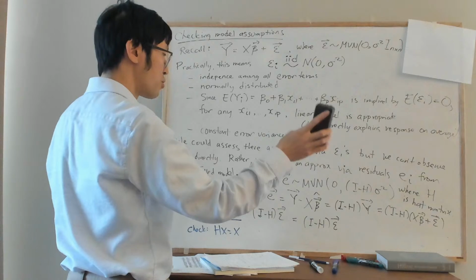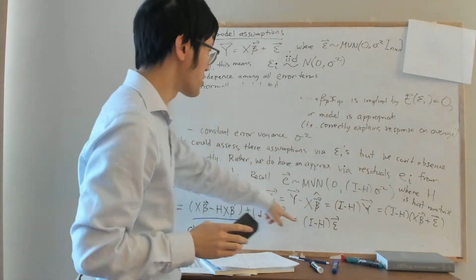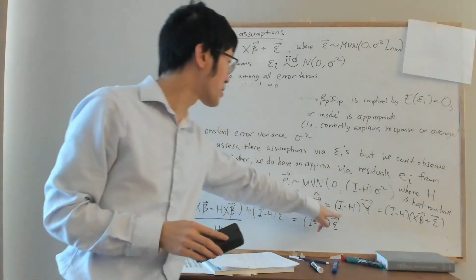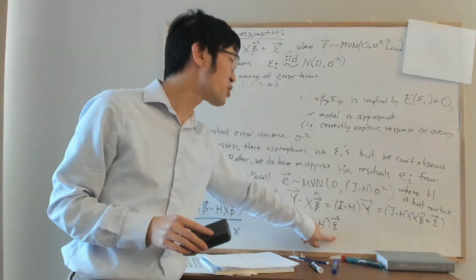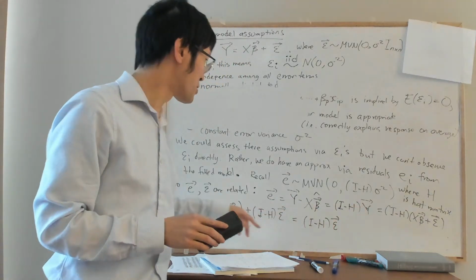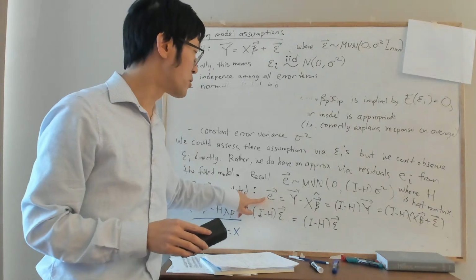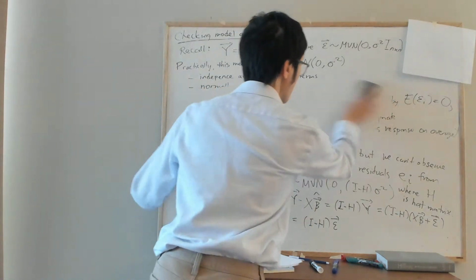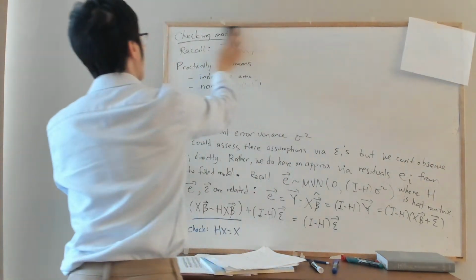Okay, so I need to clarify something here. For example, if you look at this equation, it looks kind of funny. I can write the residual as I minus h times y, and it's actually the same thing as I minus h times epsilon. So what's going on here? Does that mean y is the same as epsilon, or that I can solve for epsilon from the residual vector and this matrix? Well, actually no, we can't. Let me explain why before we move on.